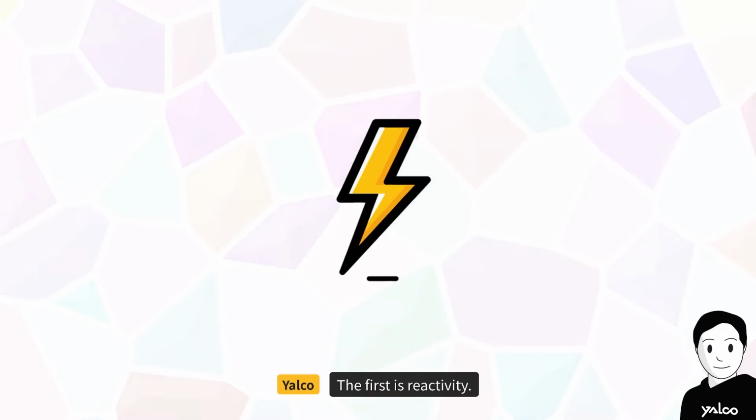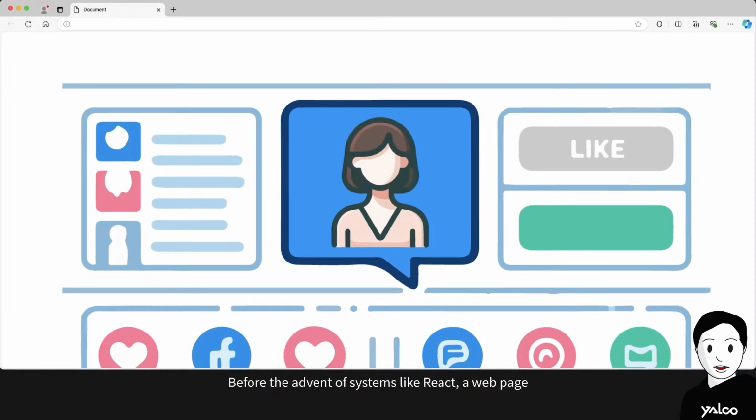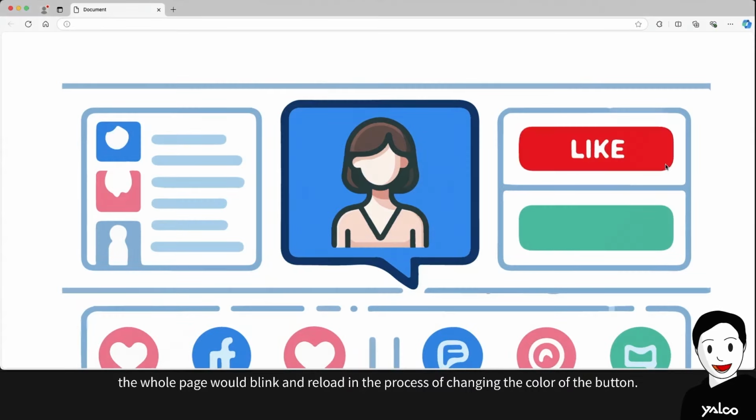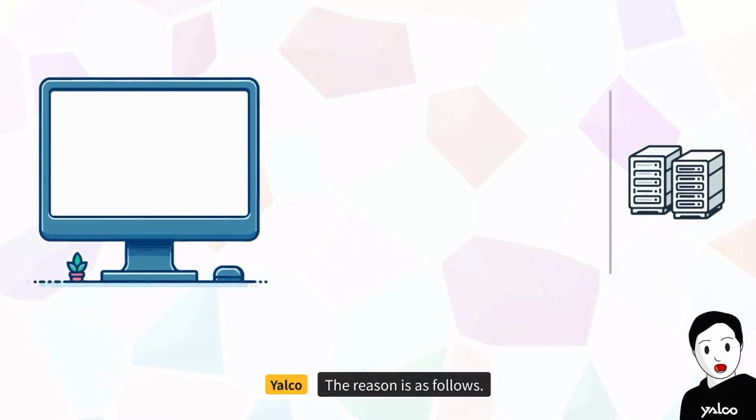The first is reactivity. Before the advent of systems like React, on a web page, almost all user actions were conducted through a refresh. On such a page, even if you click the like button, the whole page would blink and reload in the process of changing the color of the button. The reason is as follows.